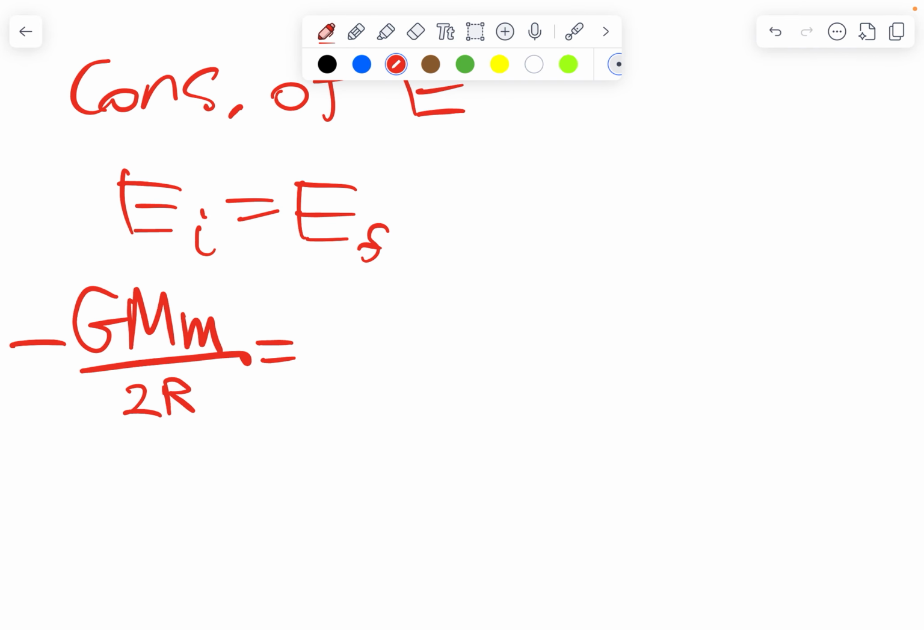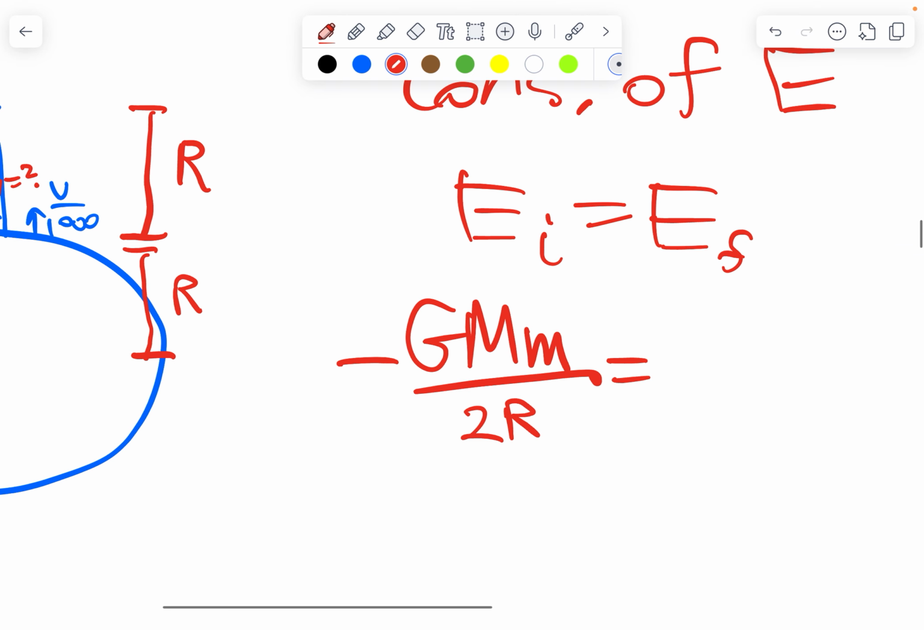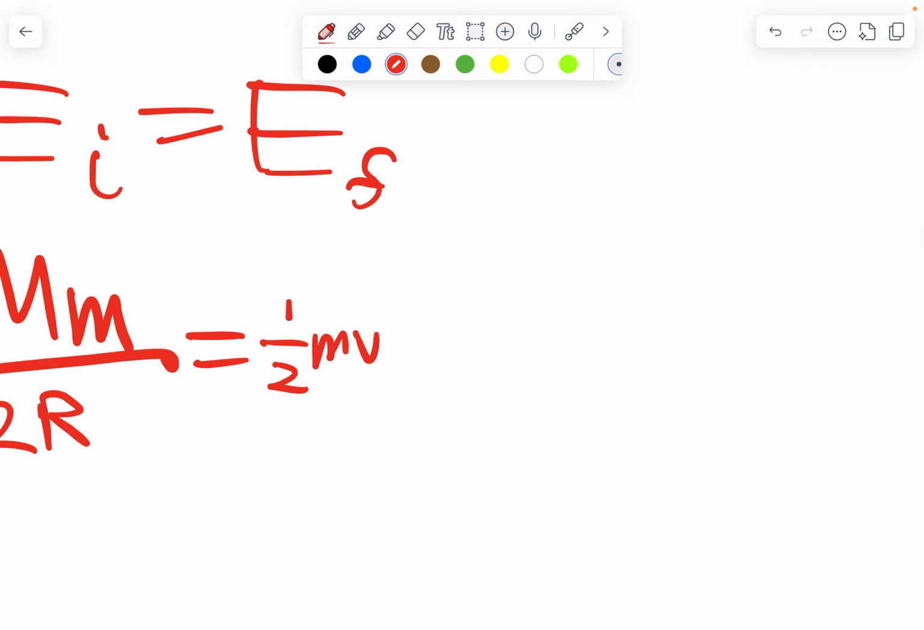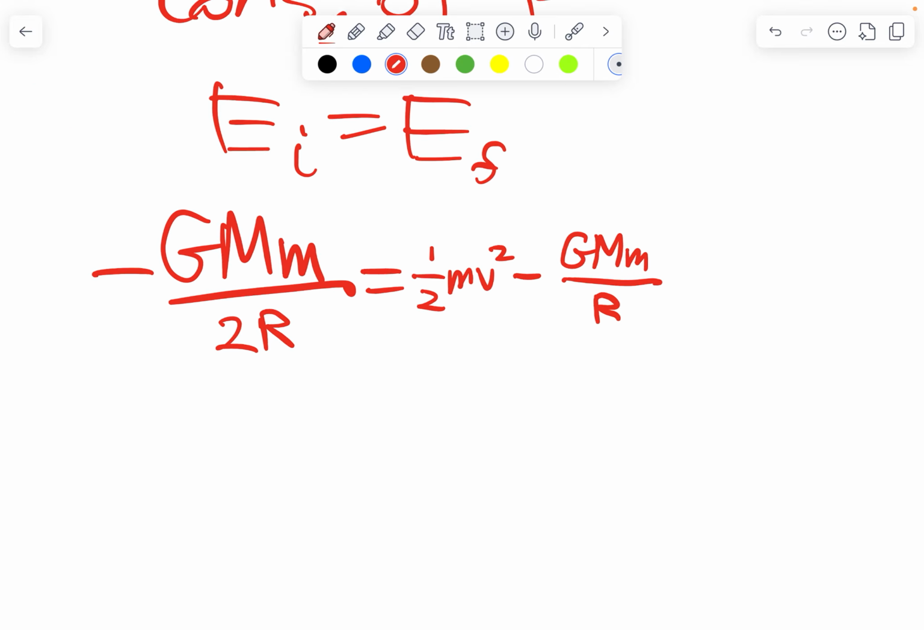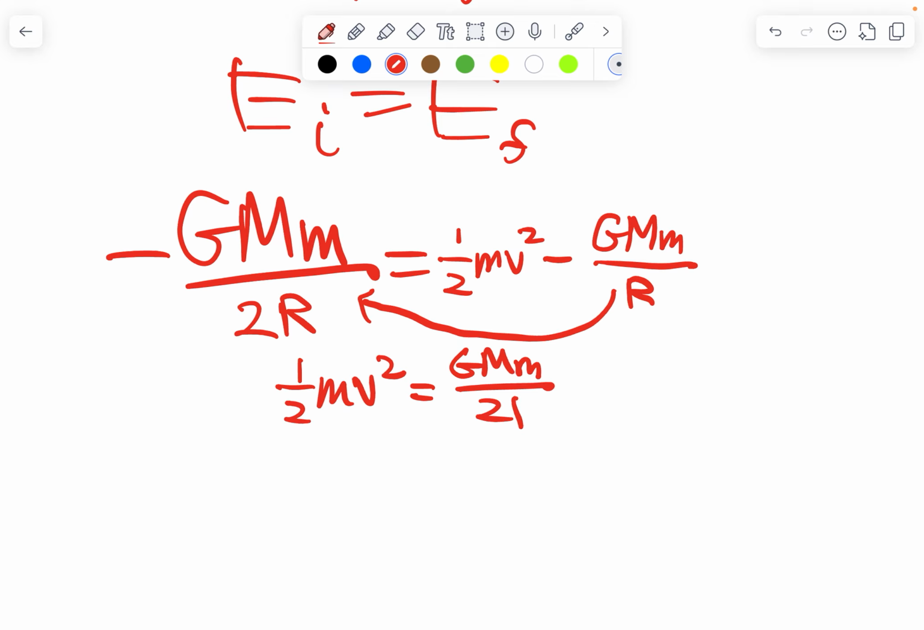And that is going to be equal to the final energy, which is the potential energy final plus the final kinetic energy. So 1/2 mv squared minus GMm over R. We can solve this equation to get 1/2 mv squared. I'm going to move this term to this side. 1/2 mv squared is equal to GMm over 2R. And 1/2 cancels out, m cancels out. So v equals the square root of GM over R.